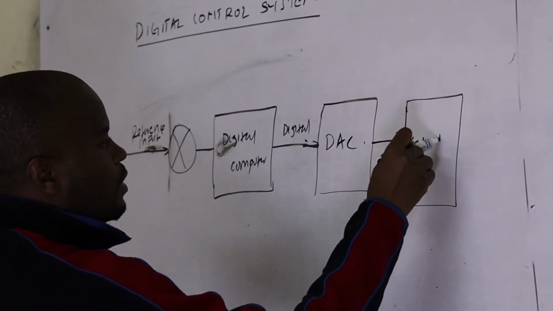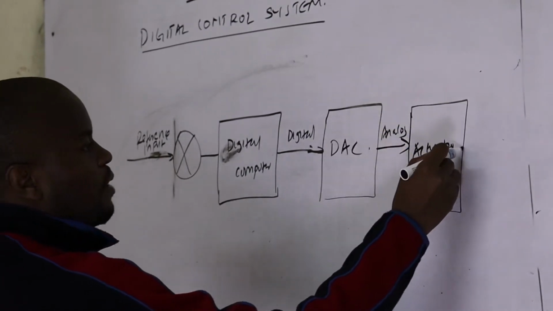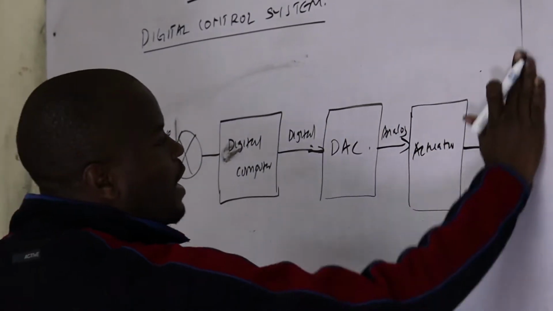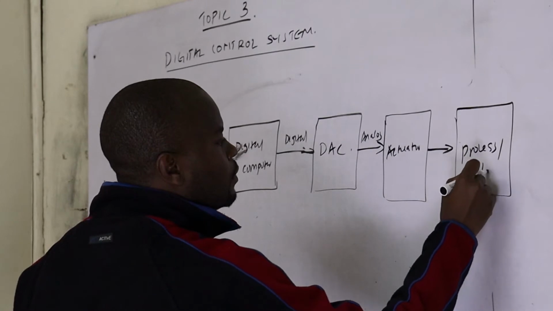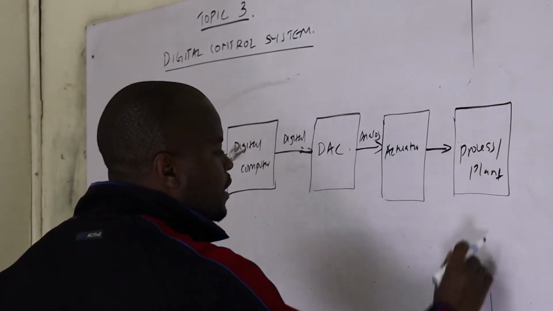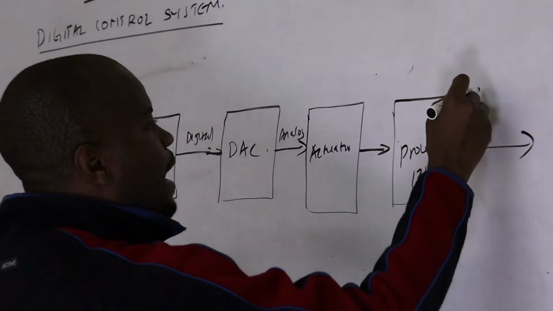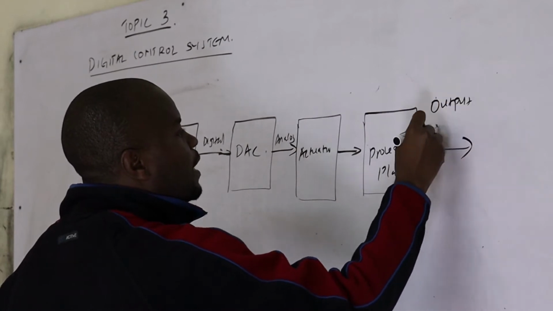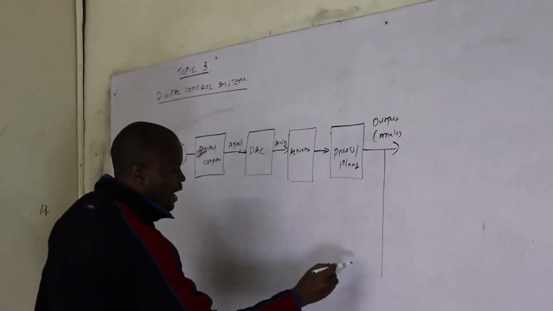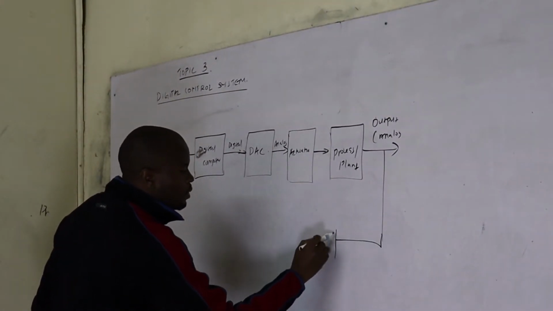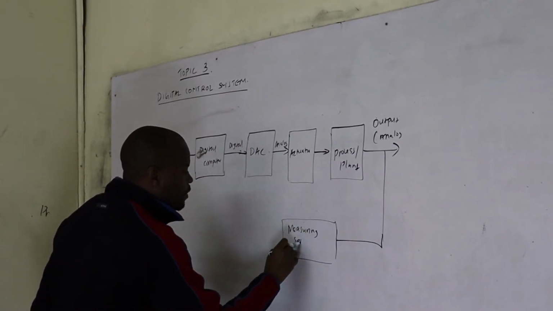At this point, the particular type of signal that we have is analog signal. Then we can have the processor plant. After that, we can have an output that is again analog. And then along the feedback, we can have the measuring sensor.